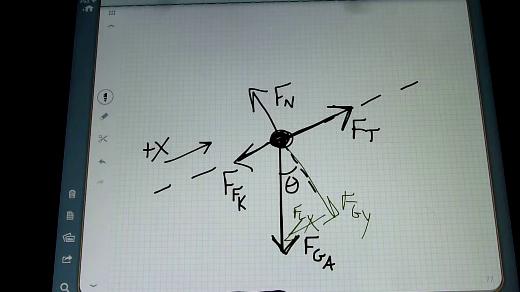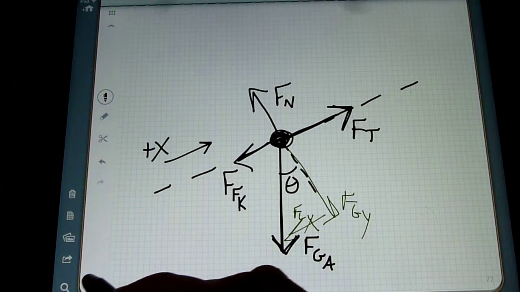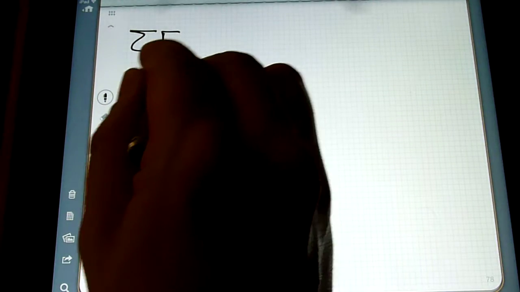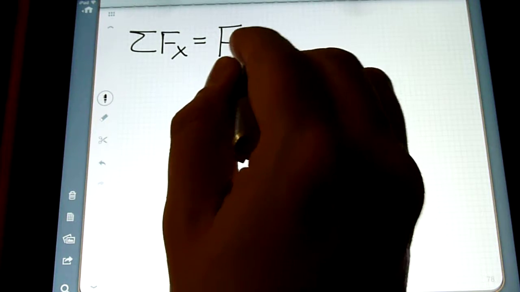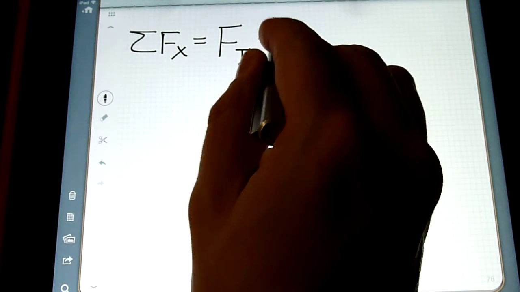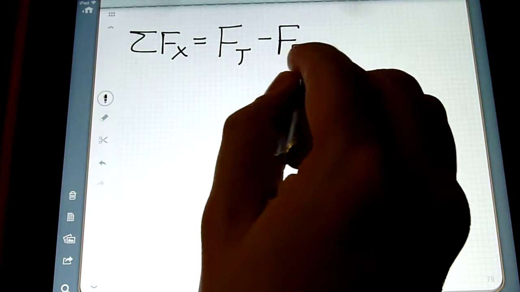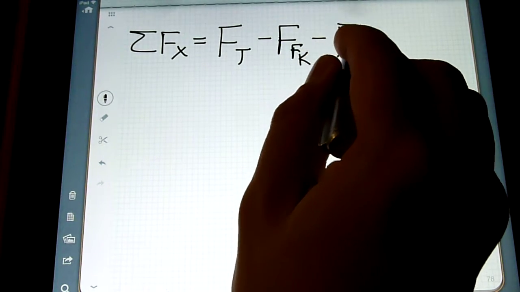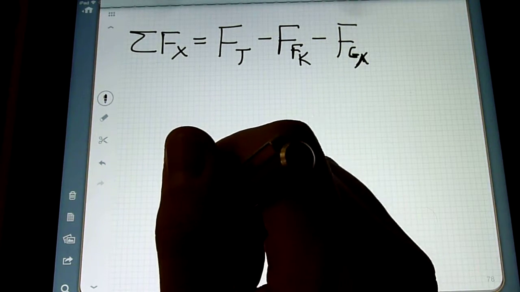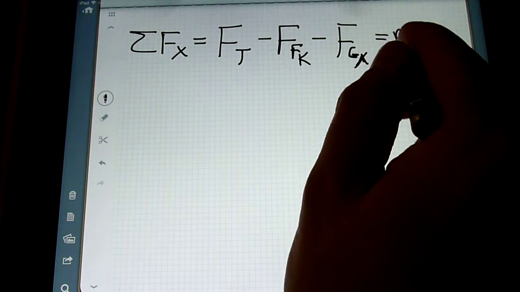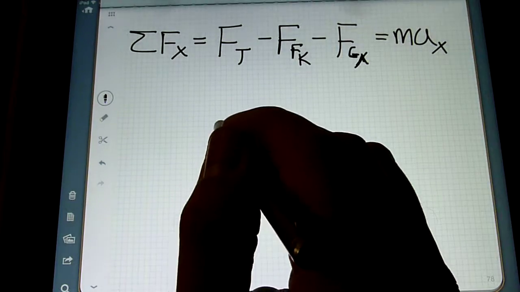Again, it would probably be great if you took an opportunity to pause the video, attempt to write those equations yourself, and see if they agree with the equations I'm going to write now. So the sum of our forces in the x direction would give us, for this case, the tension force was in the positive x direction, and then I have two forces in the negative x direction. I have the kinetic friction force, and I have the x component of my gravitational force. And that's got to equal mass times acceleration in the x direction.